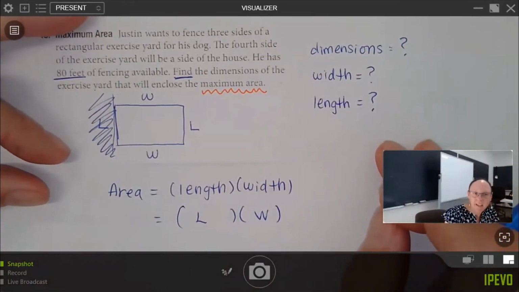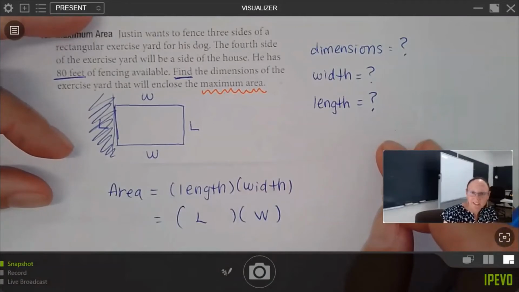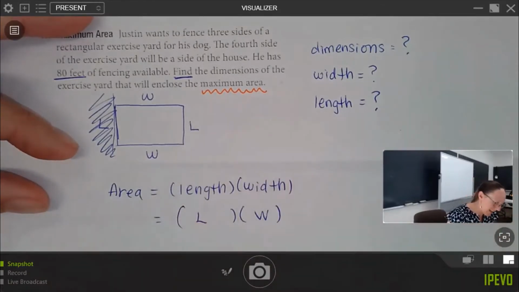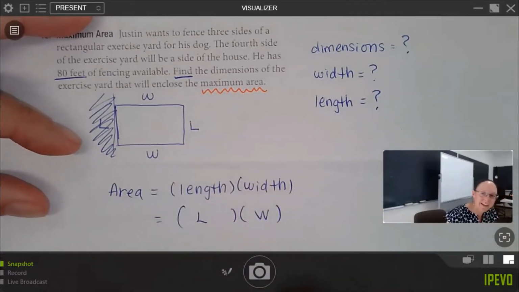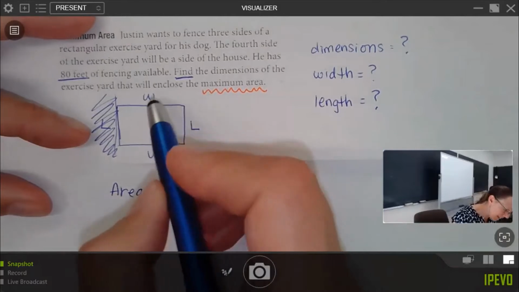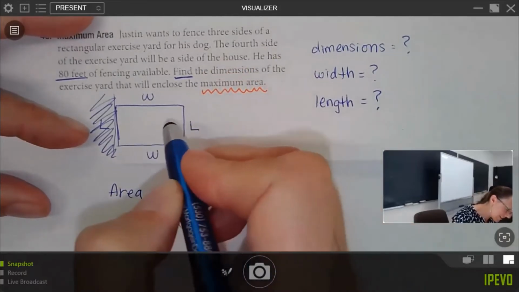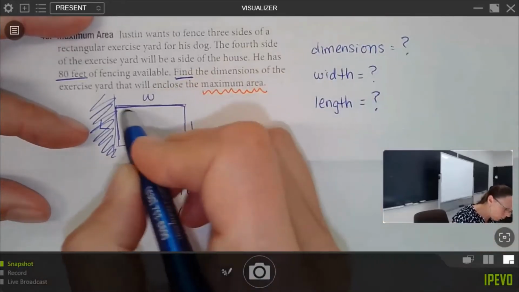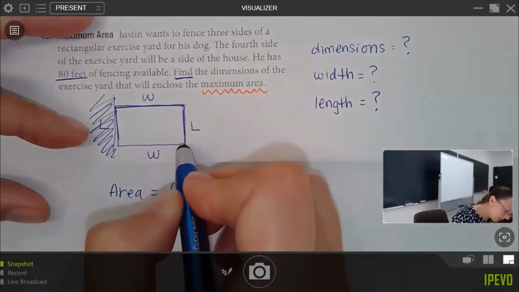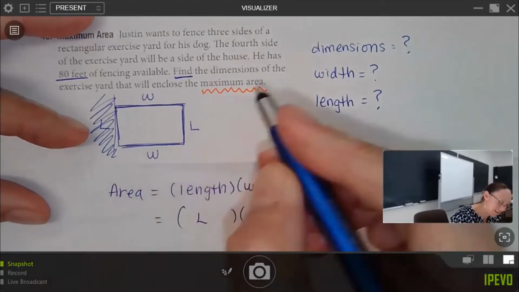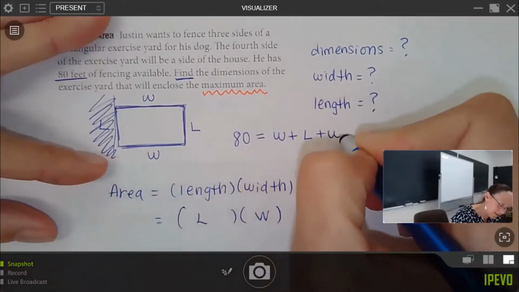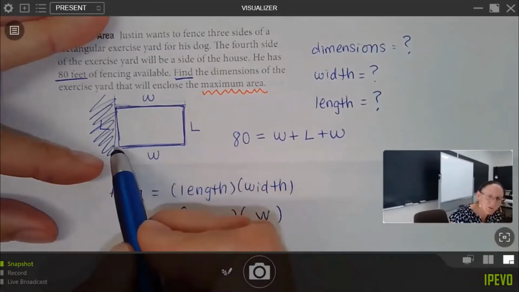So 80 feet of fencing, sometimes we call that our constraint. Sometimes you might hear it as a helper. But that 80 feet of fencing, now I've got to think in context, what does that 80 feet really mean? Well, if this is my rectangular exercise yard, then that fencing has to go this whole length W, plus this length L, plus this width down here. So that 80 feet of fencing has to be equal to W plus L plus another W to get all the way around those three sides.